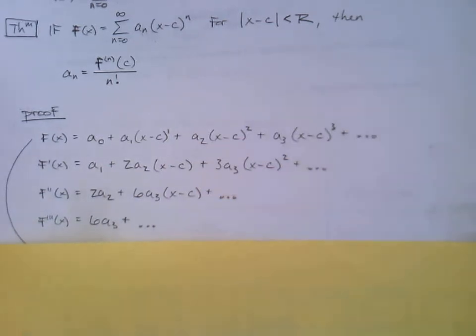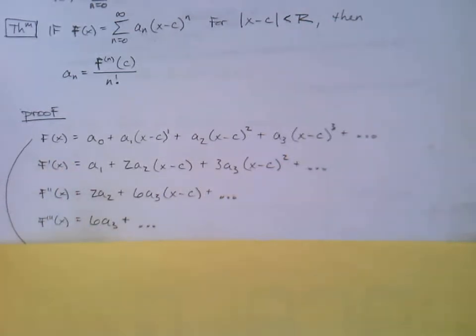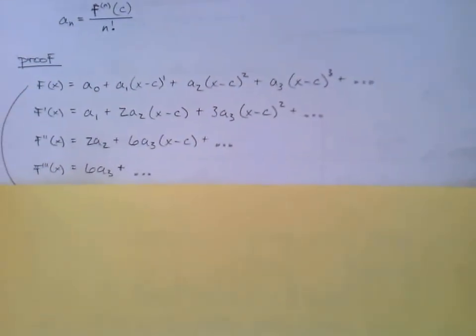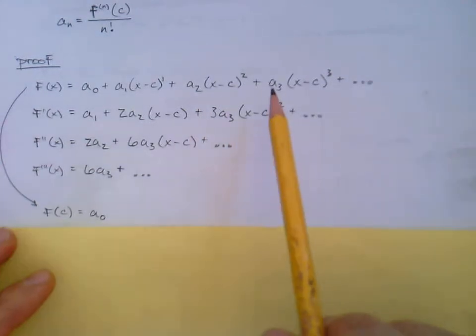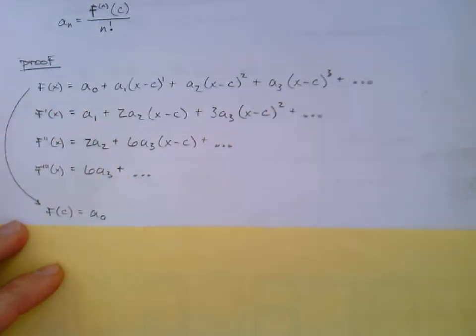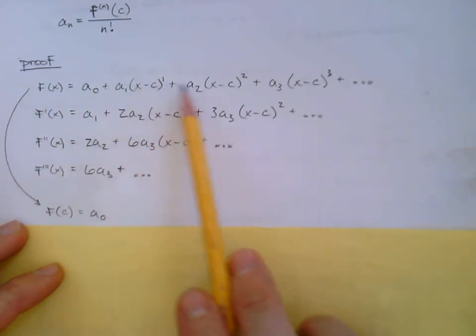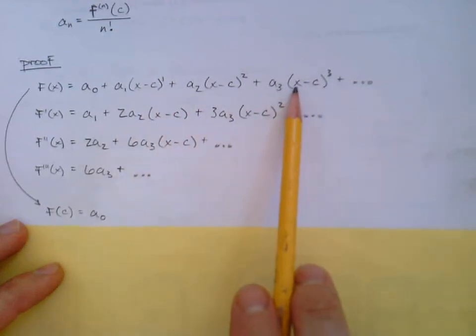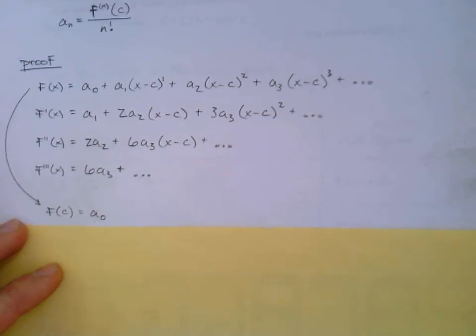So we haven't gotten there yet. What we're going to do is plug in c into each of our derivatives. And hopefully we can fit the important part on the screen. If I look at my original function and plug in c, plugging in c gives me 0. All these terms would all go to 0 because they've got c minus c. So all I'd be left with is whatever that number is, a0.